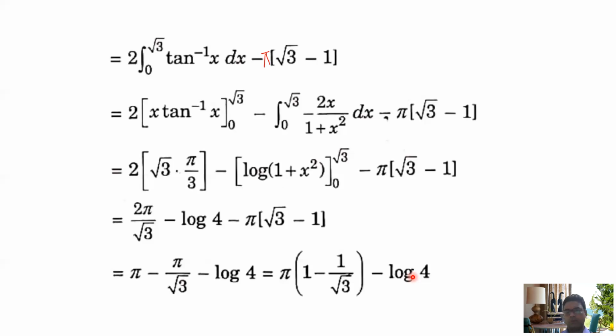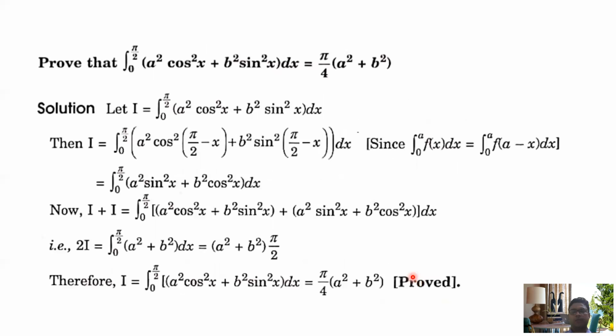Okay. Very good example. Next, this is also a very good example for you, with the same logic: the integral from 0 to pi by 2 of dx over a square cos square x plus b square sin square x is equal to pi by 4 times a square plus b square; prove that. Let I be the integral from 0 to pi by 2 of a square cos square x plus b square sin square x dx. So I is equal to the integral from 0 to pi by 2, using the property that the integral from 0 to a of f(x) dx is equal to the integral from 0 to a of f(a minus x) dx, because you have sine and cosine, so you can apply this technique. That is a square cos square of pi by 2 minus x plus b square sin square of pi by 2 minus x dx. So ultimately what we get is the integral from 0 to pi by 2 of a square sin square x plus b square cos square x.